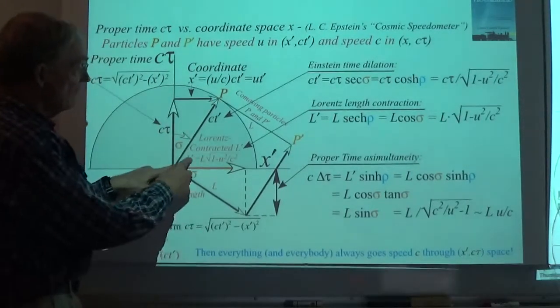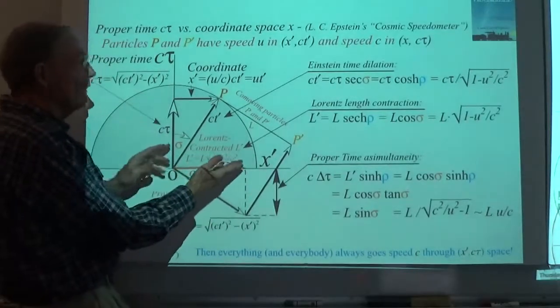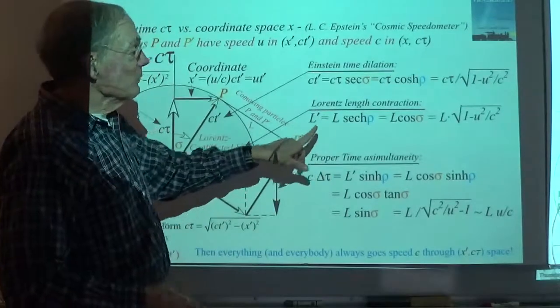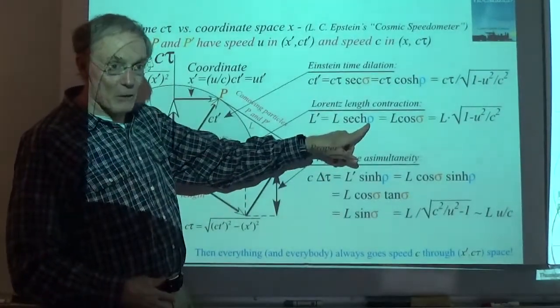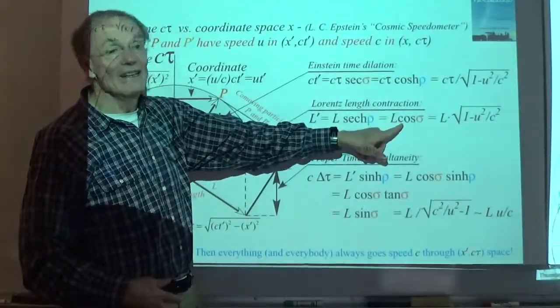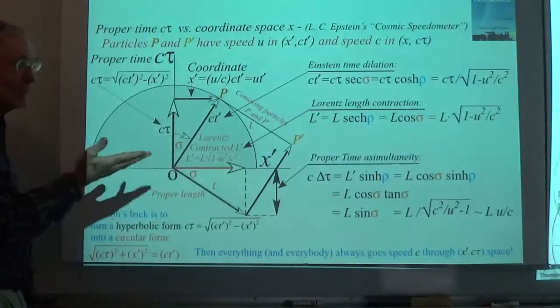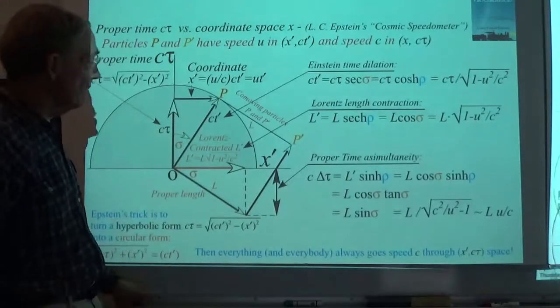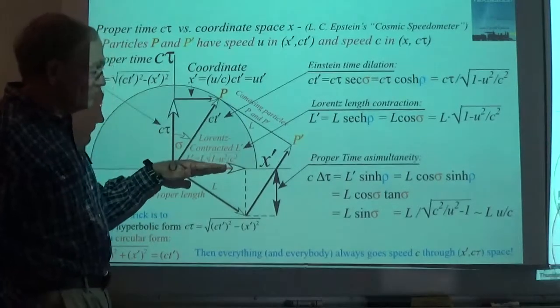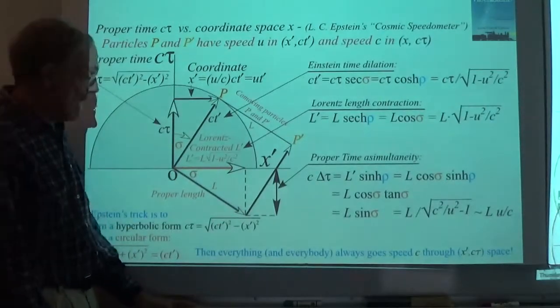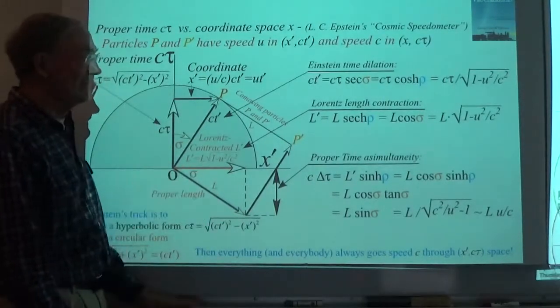And so what you call Lorentz length contraction, which was the sec of rho, becomes the cosine. Woo, that's cool. This is a relationship that he never seemed to gather. This is just a cosine of this. Wow, L cosine, okay?